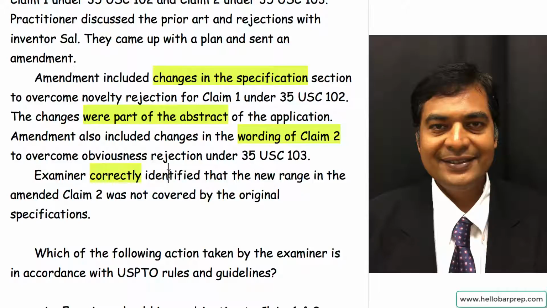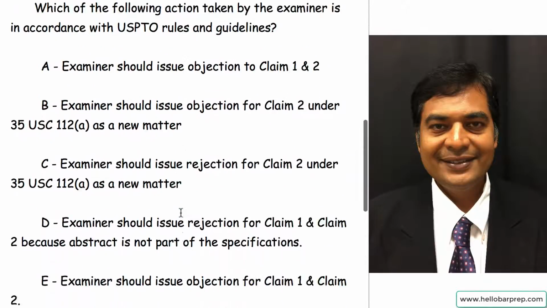The examiner did that correctly. The examiner identified that the new range in the amended claim 2 was not covered by the original specification. So claim 1 has some changes in the specs, claim 2 has changes in the claim language. The examiner correctly identified that in claim 2, whatever was changed, the new range was not part of the original specification. The call of the question is, which of the following actions taken by the examiner is in accordance with USPTO rules and guidelines? And we are given 5 different choices.